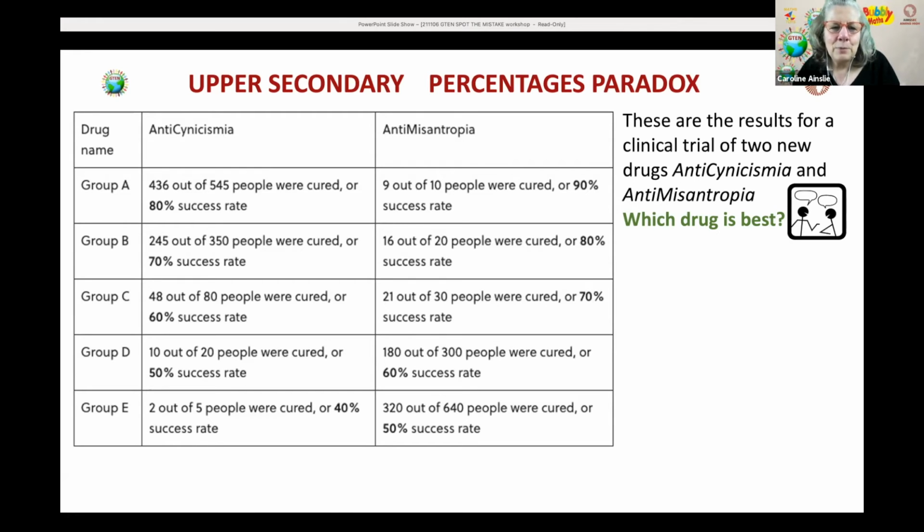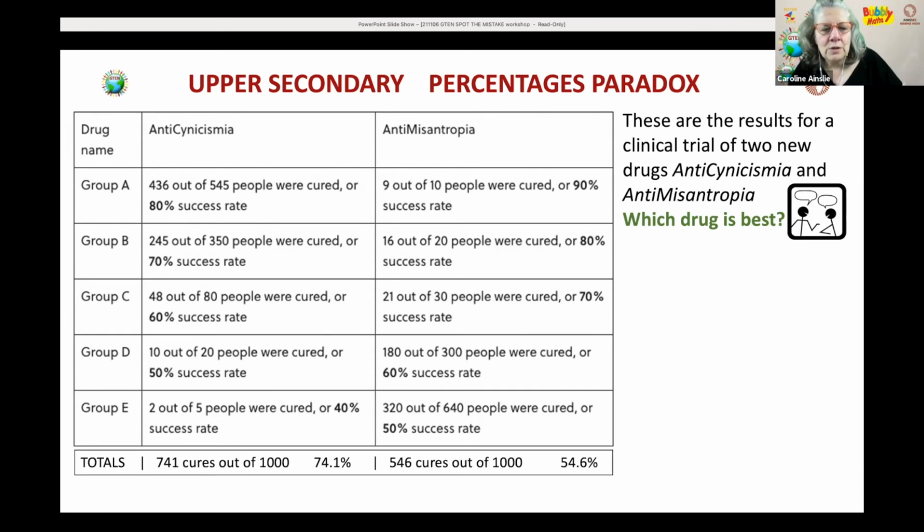The number of people we're looking at matters. If you now look more carefully at anti-cynicism here, look at the numbers. For the last one, group E, only 2 out of 5 people were cured. But for all the others, we've got to do a bit of arithmetic here. Yes, you've got to do a bit of arithmetic. The total numbers are the same, as you'll see in a moment. They're all out of 1,000. But for the anti-misanthropia, you'll see that they're only very, very small samples.